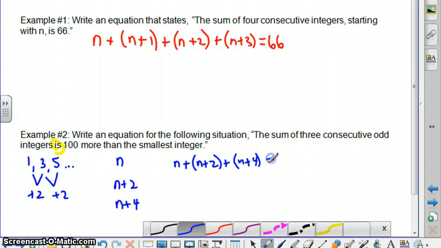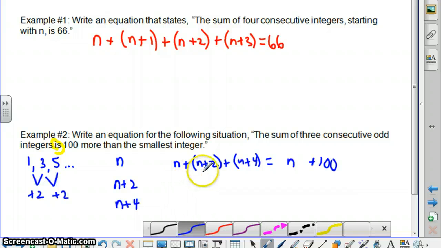So we have equals 100 more than the smallest. So 100 more than means we're adding 100 to, what are we adding it to? The smallest, and our smallest value was n. So this is the equation for this situation. The sum of 3 consecutive odd integers is 100 more than the smallest.